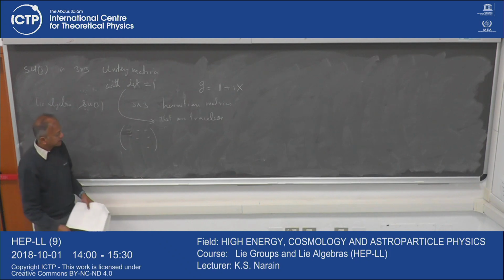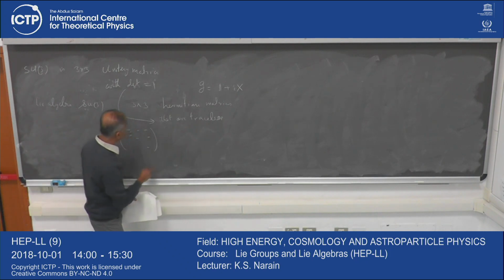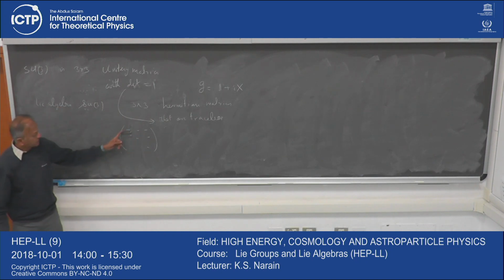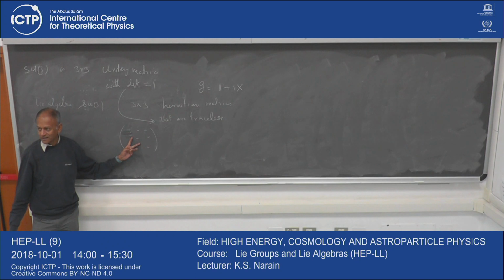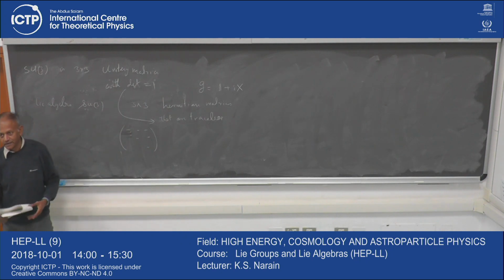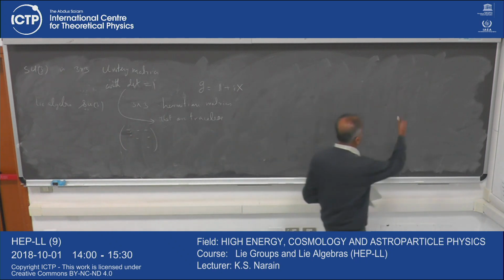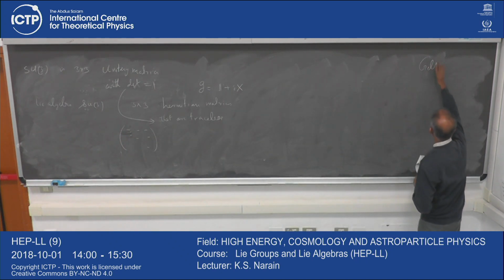But then there's a tracelessness condition, that is the sum of the 3 diagonal entries is equal to 0. So out of these 3, only 2 are left over, because if I tell you two of them, the third is fixed. So then it's 8 of them. There are 8 traceless Hermitian matrices. Okay? And this was a basis that Gell-Mann introduced.